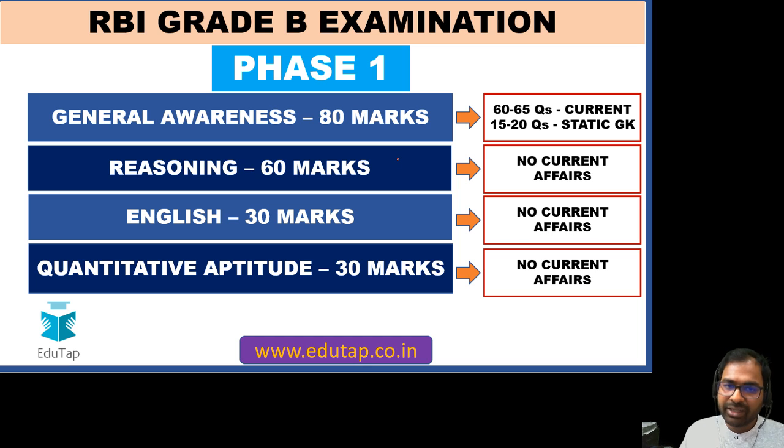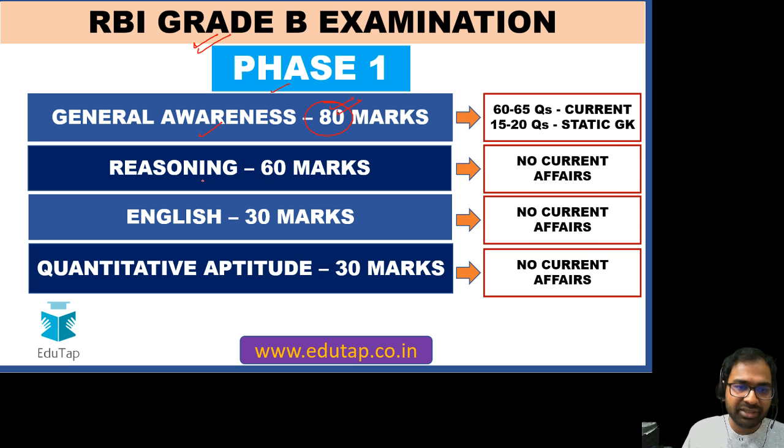So we'll study the pattern and we'll also see how many marks of current affairs based questions are asked in the different sections of the different examinations. Let's start with first of all RBI Grade B. So you all know that RBI Grade B Phase 1 has 4 sections. One is GA. This is the most important. Why most important? Because out of 200 marks, 80 marks is dedicated to this single section of general awareness, and this is a very scoring section.